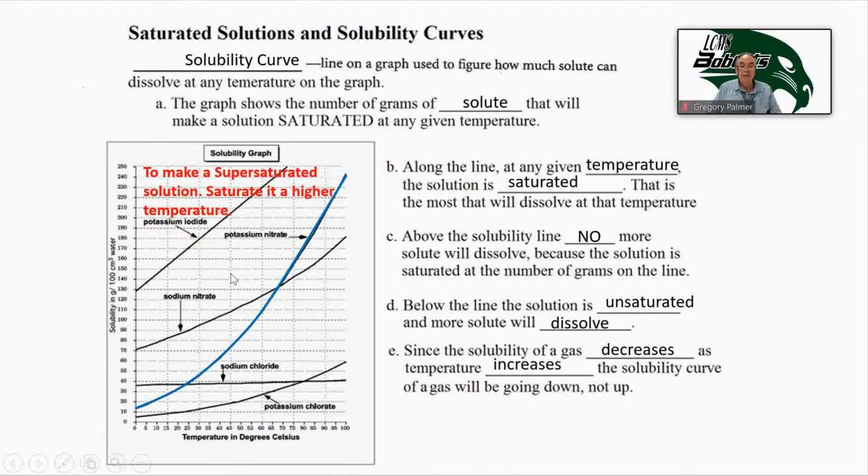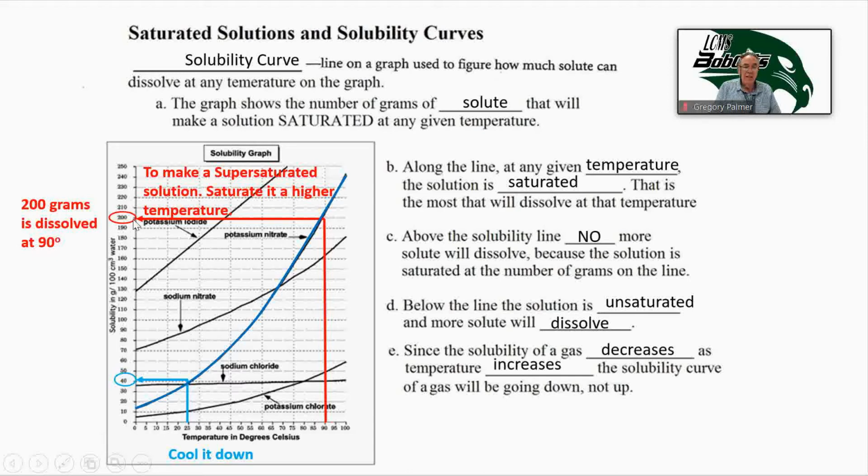To make a supersaturated solution, we saturate it at a high temperature. So let's say we had this potassium nitrate. We got it saturated at 90 degrees. At 90 degrees, 200 grams would be dissolved. And then if we cool the solution down to room temperature, which is about 25 degrees Celsius, only 40 grams should be dissolved.